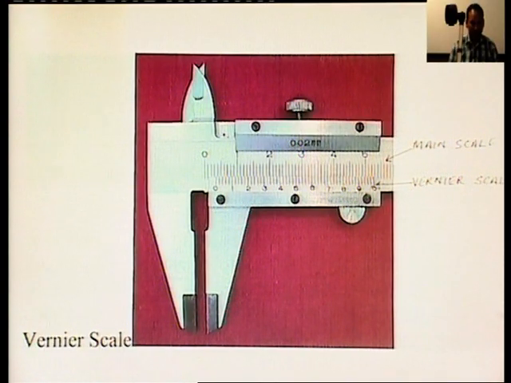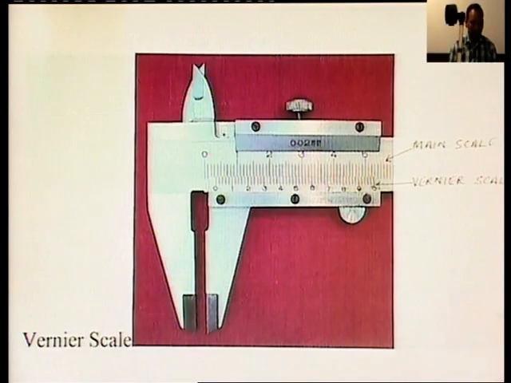If we discuss, there are some sources of error while using this vernier caliper. The various sources of error which may exist while taking measurements with the help of a vernier caliper are as follows. The error may be due to incorrect location of the workpiece between the measuring jaws. These are the two measuring jaws. The caliper jaws should be perfectly perpendicular to the workpiece.